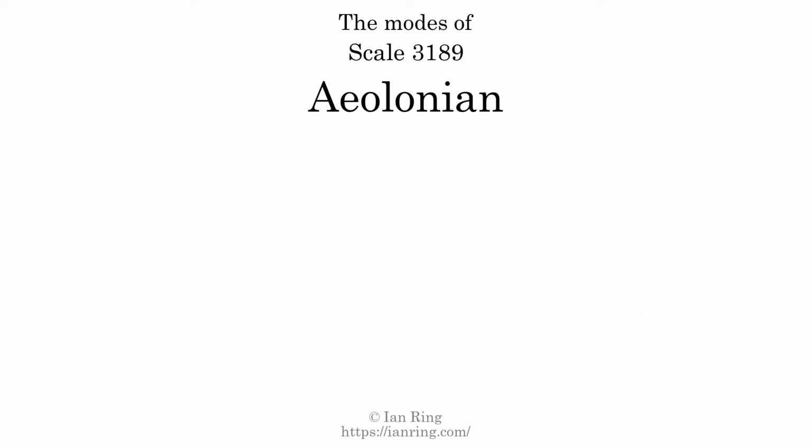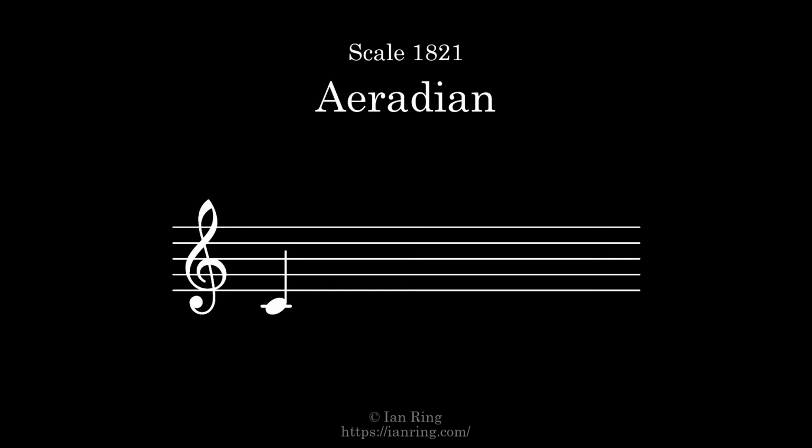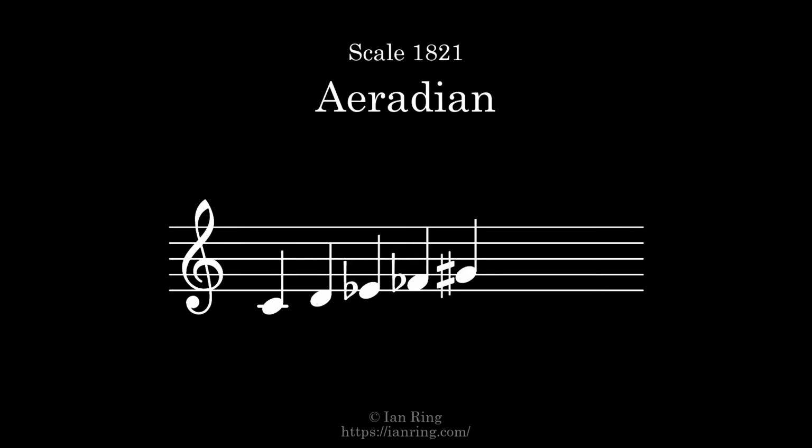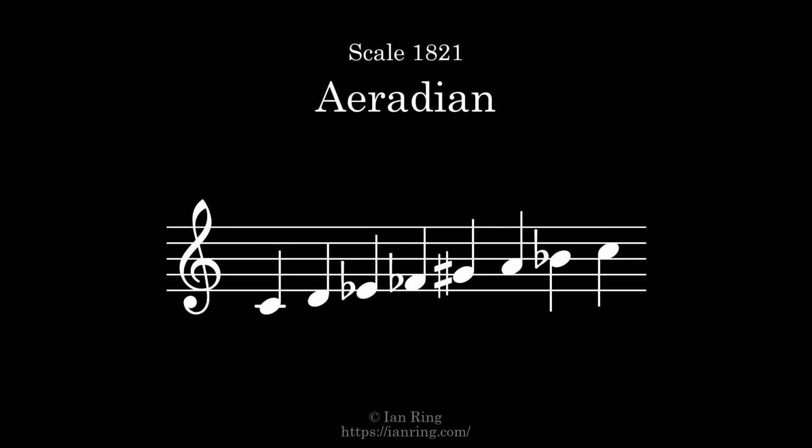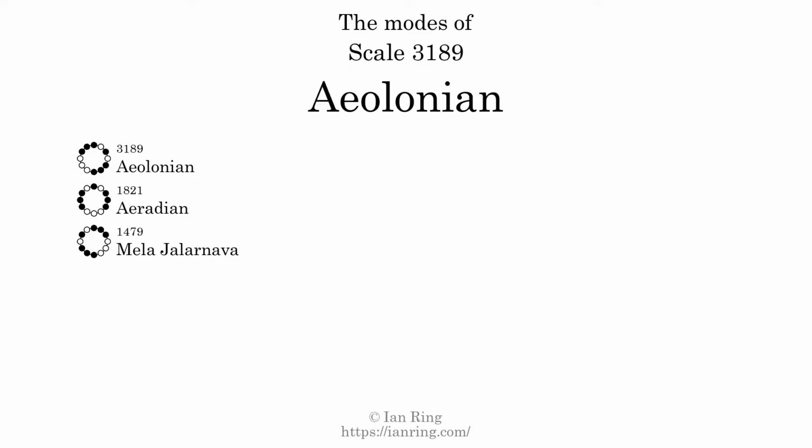This scale has 7 modes. The first mode is itself. The second mode is scale 1821, also known as a radian. It sounds like this. The third mode is scale 1479, also known as Mila Jalanova. It sounds like this.